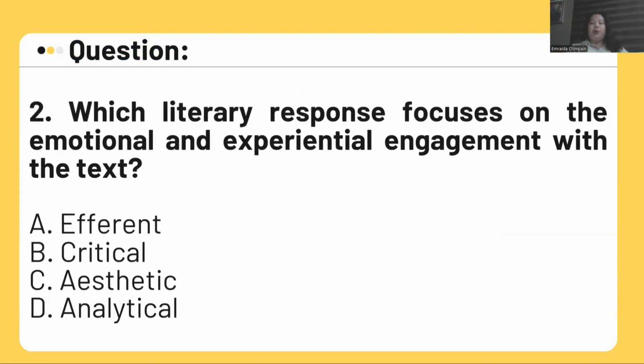Question number 2. Which literary response focuses on the emotional and experiential engagement with the text? A. Efferent. B. Critical. C. Aesthetic. D. Analytical.